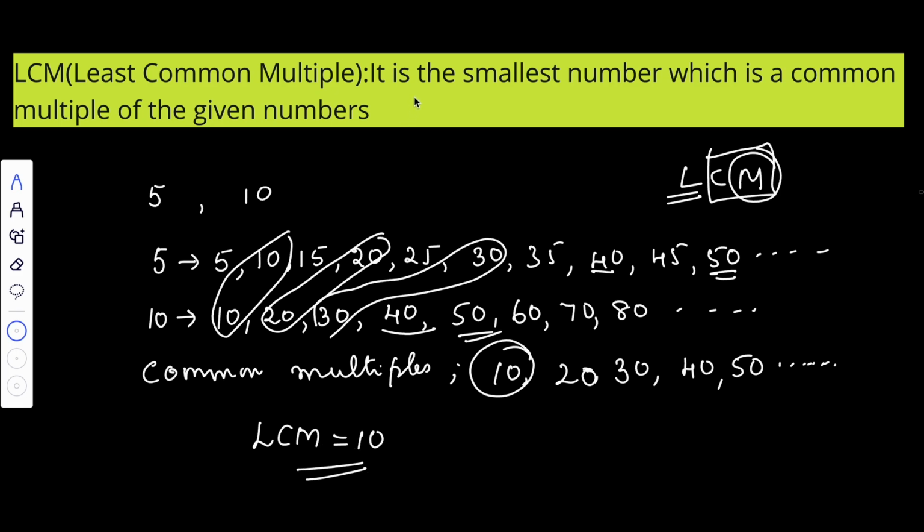So what is LCM? It is the smallest number, which is the common multiple of the given numbers. These are all the common multiples. Out of that, which is the smallest one, that is the LCM. In other words, the meaning of LCM is, in this case, 10 is the smallest number what we can divide by 5 and 10 both. Same thing here, other numbers also we can divide, but 10 is the smallest among that.